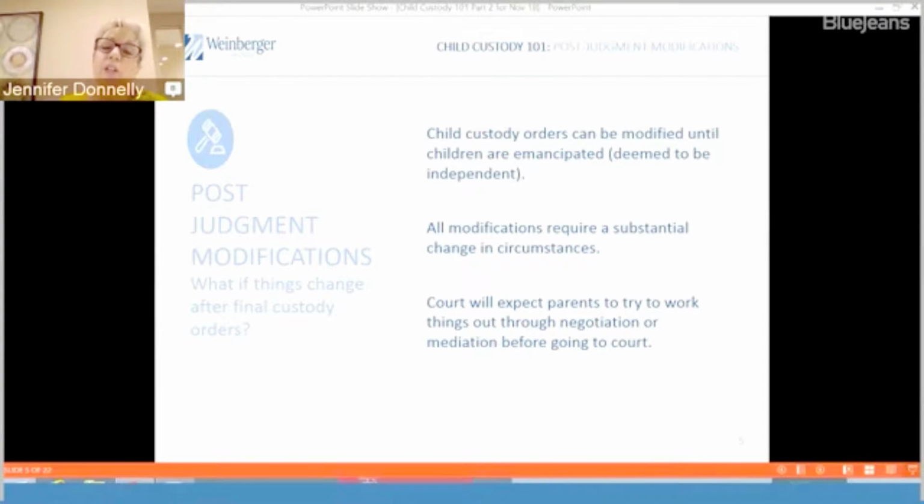Now, if you want to go in and change a custody order, there has to be a substantial change in circumstances since the last time you were in court and the order was put in place. What does that mean? Well, it can't be a minor change. You can't go from having one overnight a week to two overnights a week and then run in and ask for a change in custody. There has to be really something substantial going on.